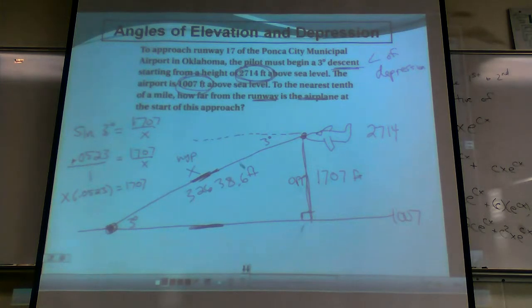The question asks for the nearest tenth of a mile. So if I know this side is 32,638.6 feet, how many feet are in a mile? My actual answer here would be that divided by 5,280, which is 6.2. So 6.2 miles. That'd be the final answer. The feet would be on top, divided by the 5,280 feet per mile.